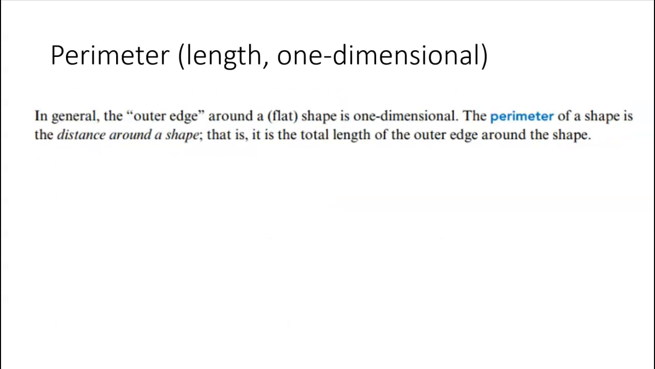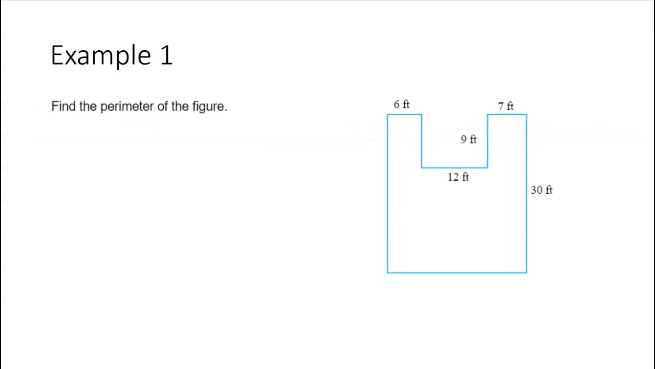Perimeter is a measurement of length. It is the distance around the shape or the total length of the outer edge. It is the outer edge around a flat shape, and that is one-dimensional. So it wants us to find the perimeter. The perimeter is the entire length, so we need each little bit.